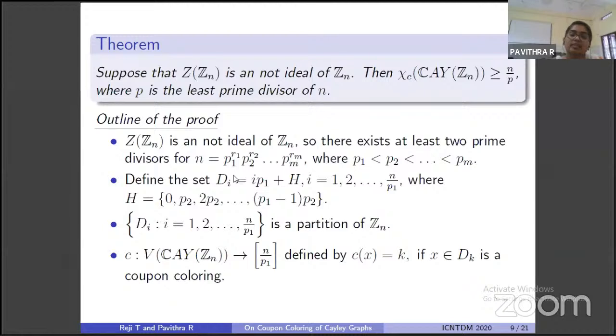That is, the coupon coloring number of the Cayley graph of Zn is greater than or equal to n by p, where p is the least prime divisor of n. And this is the outline of the proof. In this proof, what we have done is that we partition the elements of Zn and give each partite set the same color. Then it is easy to verify that this is a coupon coloring.